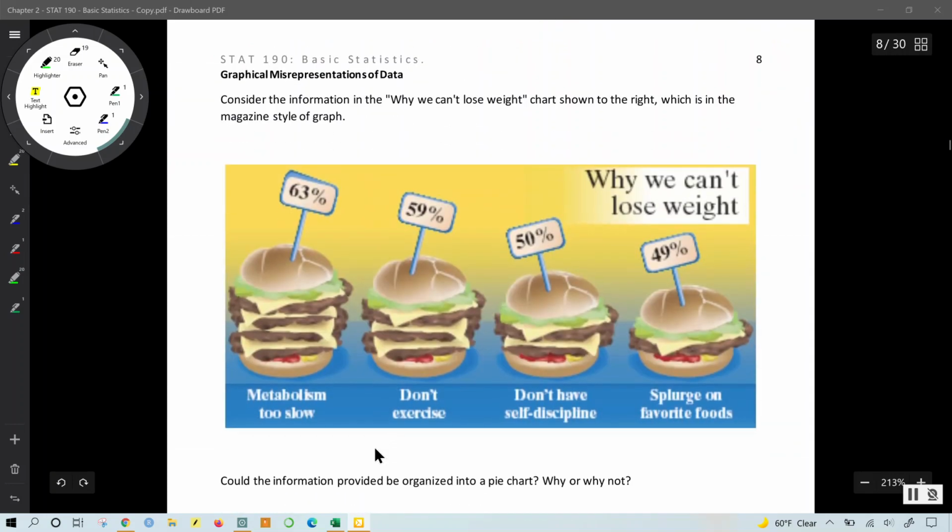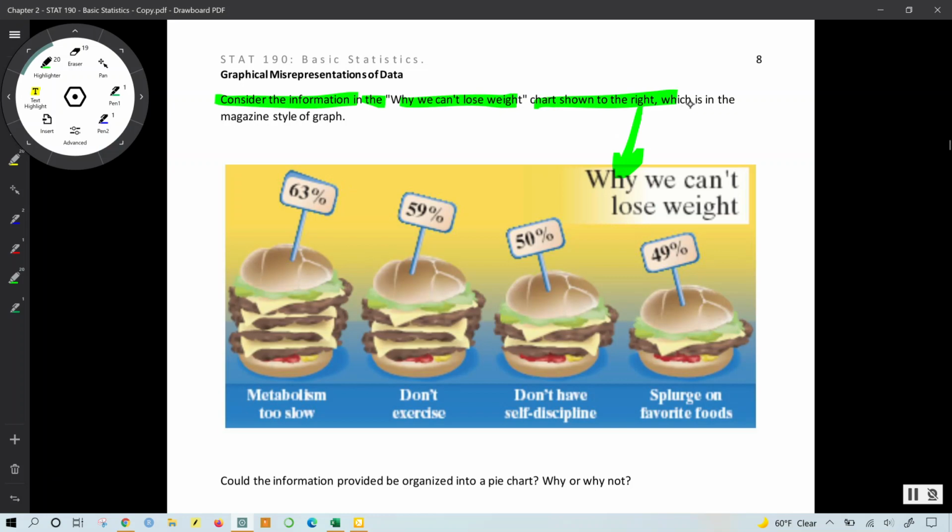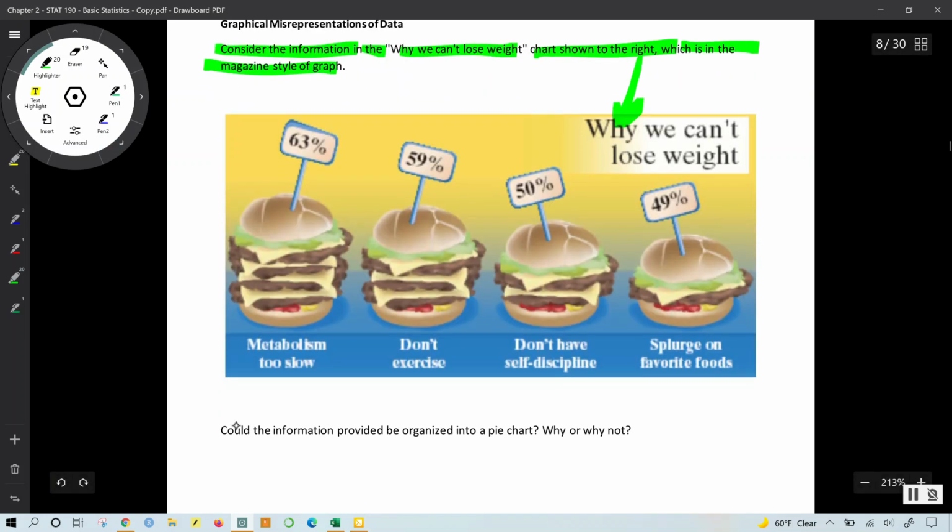And now we go on to graphical misrepresentations of data. So to illustrate sometimes an example of a bad graph, we are to consider the information in the why we can't lose weight chart shown to the right. In our own case, is shown down here just to help us with space, which is in the magazine style of graph. Now, could the information provided be organized into a pie chart?